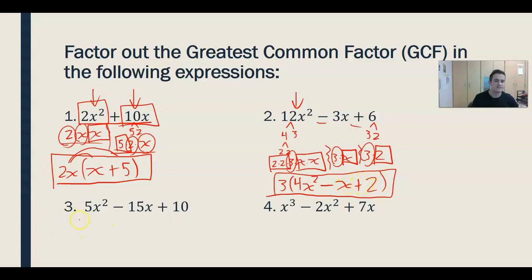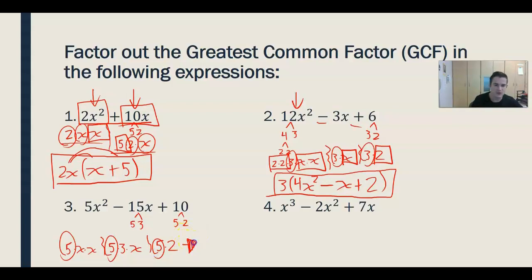Okay, let's do it again. 5 is already prime. I can't break that down, so that's going to be 5 times x squared. 15 I can break down into 5 and 3, so this is going to be 5 times 3 times x. 10 I can break down into 5 times 2, so this is going to be 5 times 2. Let's see what I have in common between all these terms. I have 5's in common, and that's it.